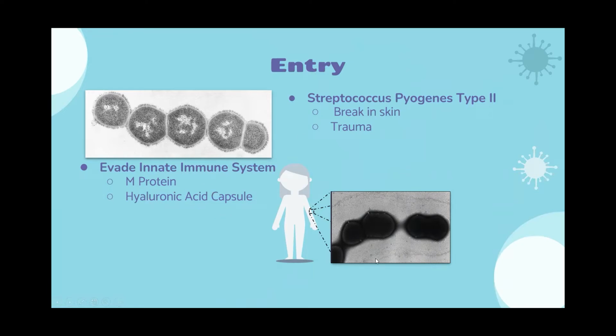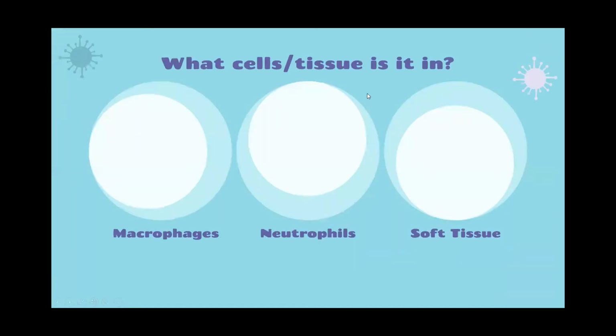And right here is a picture of the bacteria. As you can see, this little hairline-looking fuzziness around the bacteria is the M protein. And right here, it's kind of hard to see, but it looks sort of like a halo around the bacteria, and that's the hyaluronic acid capsule, which protects it from being recognized and destroyed by the immune system.